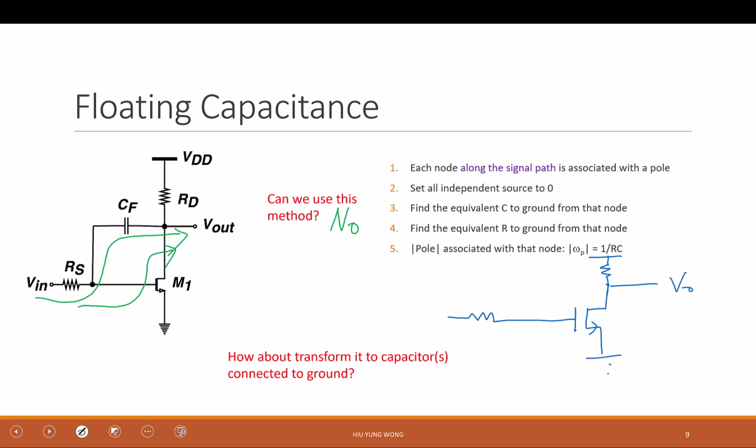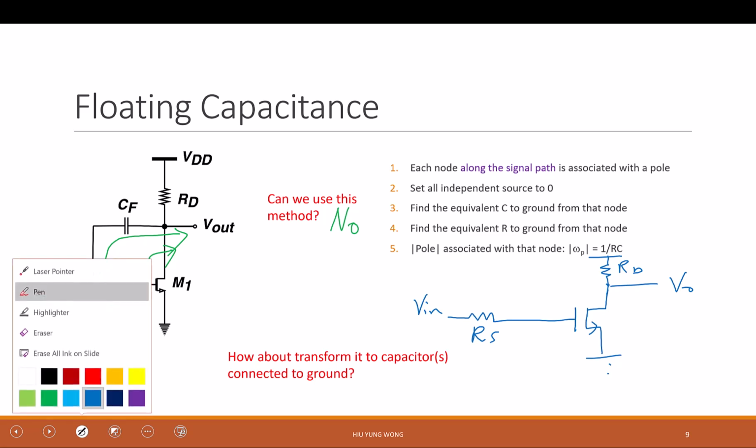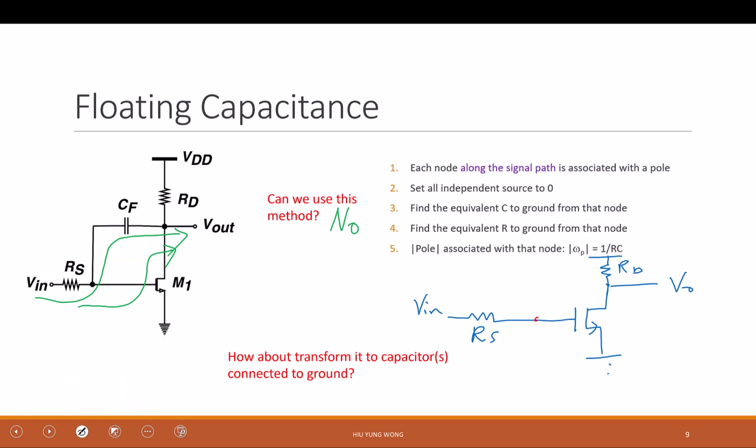But I'm not claiming this circuit is still going to work. I'm just saying, can I transform it to a circuit from which I can find a pole that is equivalent to the pole in the original circuit? I only care about the pole, but the function of the circuit will be different. Basically I'm asking, can I split the capacitor? Yes, exactly. Like this.